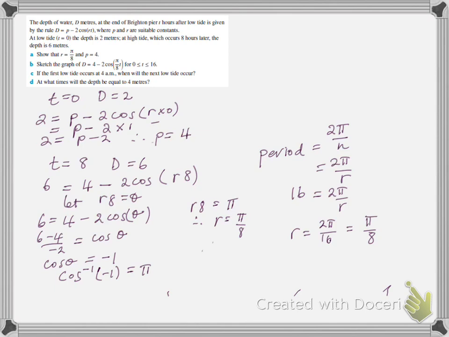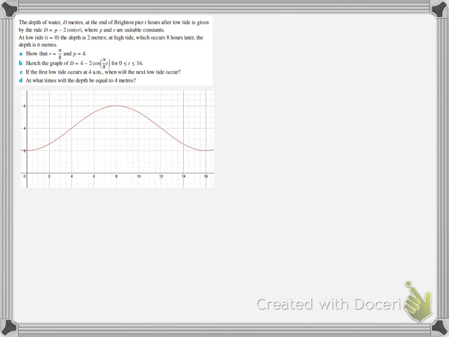All right. The next part of the question, I'm just going to go up to here to do... Oh, no, sketch is next. Okay, let's go to the next slide. We're asked to sketch this, so I've sketched it on Desmos actually, and you're told if the first low tide occurs at 4, when will the next low tide occur? Just remember T equals 0 is at 4 a.m.